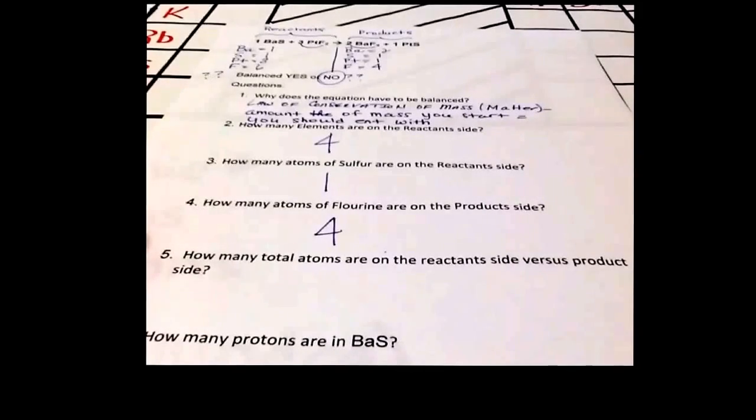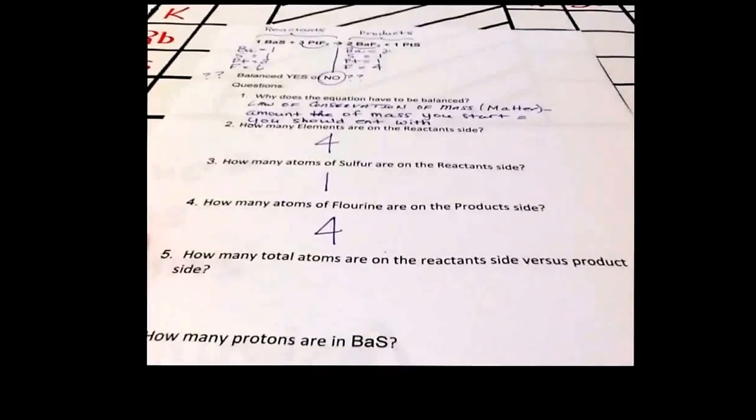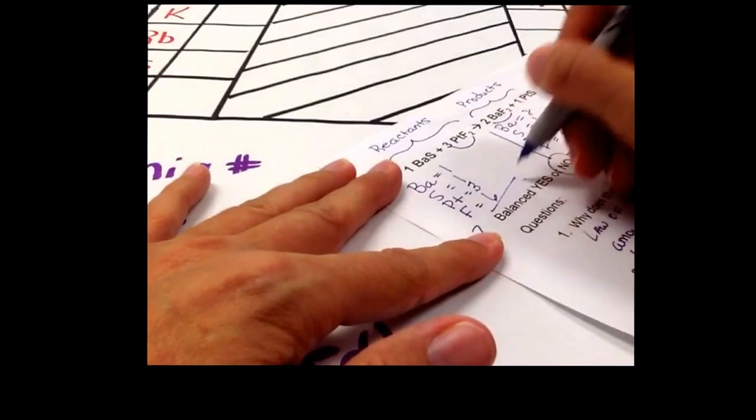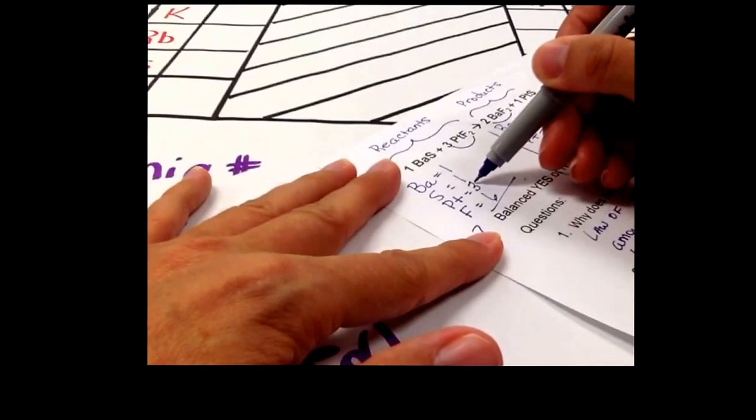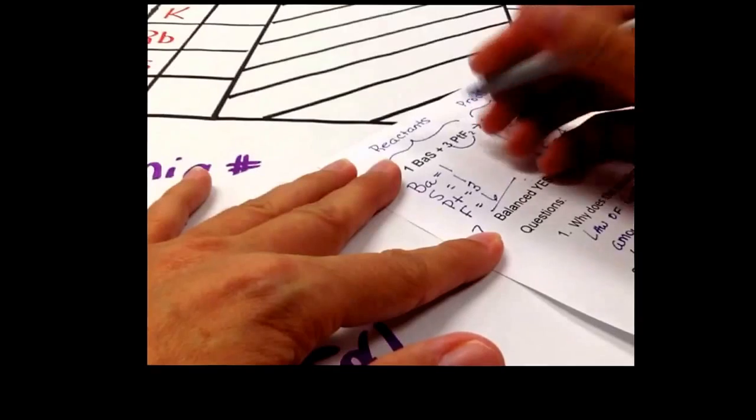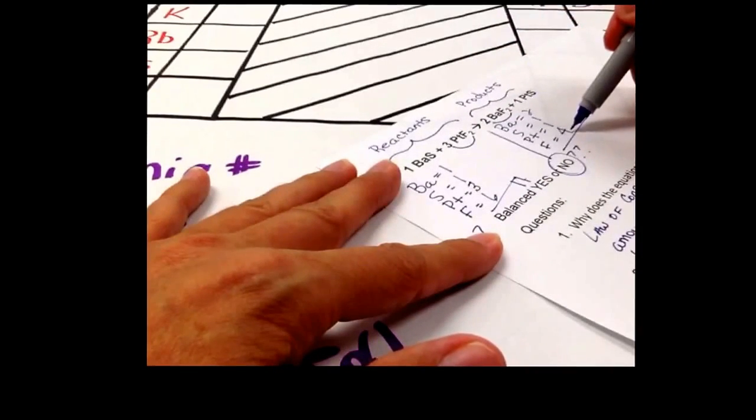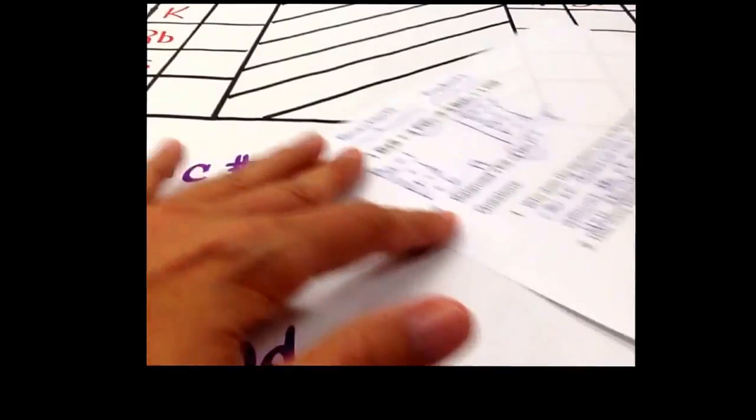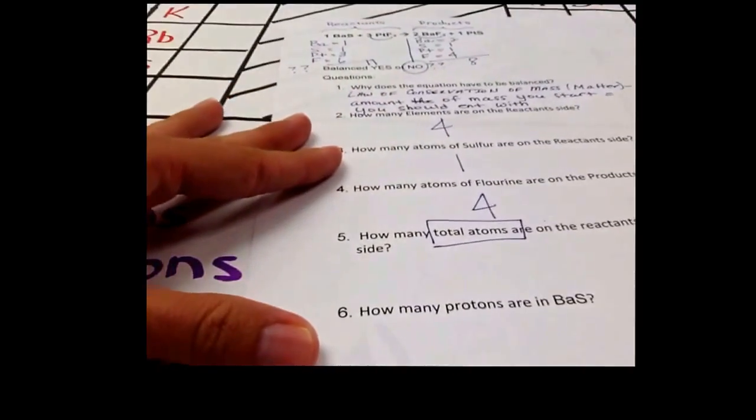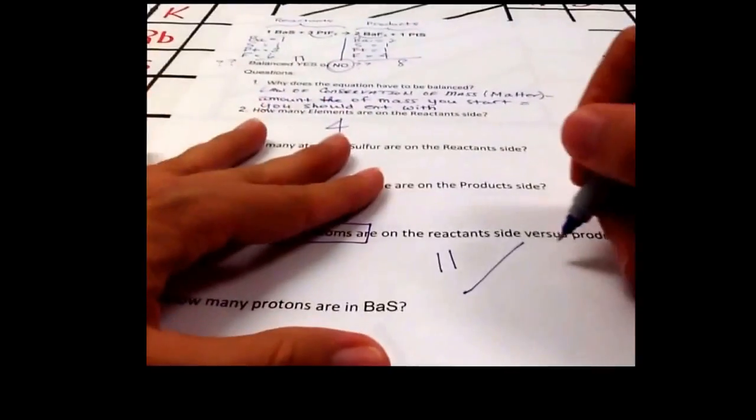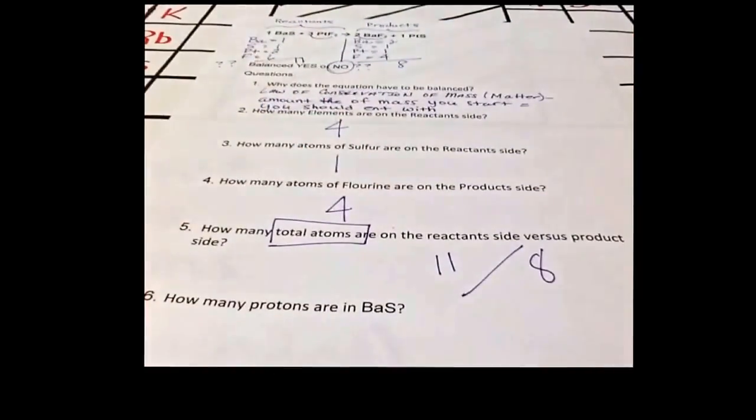Question 5, how many total atoms are on the reactant side versus the product side? Total atoms. Be careful. So I would add up all of my atoms. 6 plus 3 is 9, 10, and 11. On my product side, I have 2 plus 4 is 6, 7, 8. So on my reactant side, I have 11. And on my product side, I have 8.